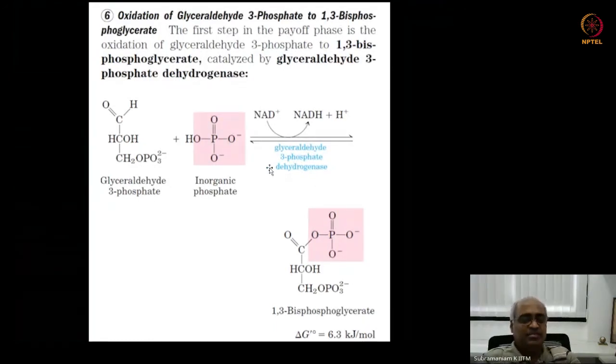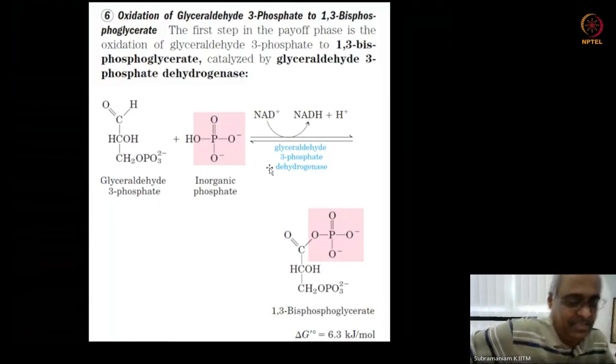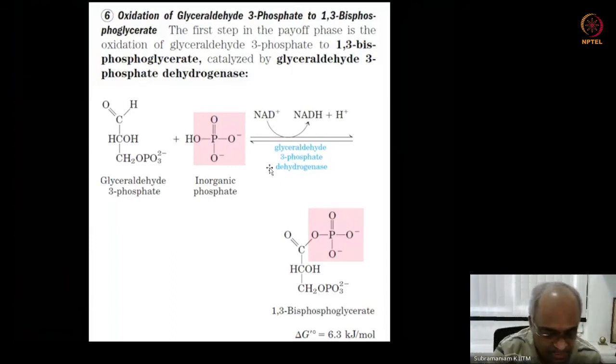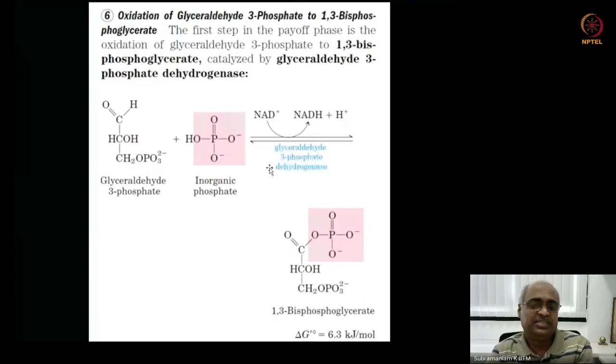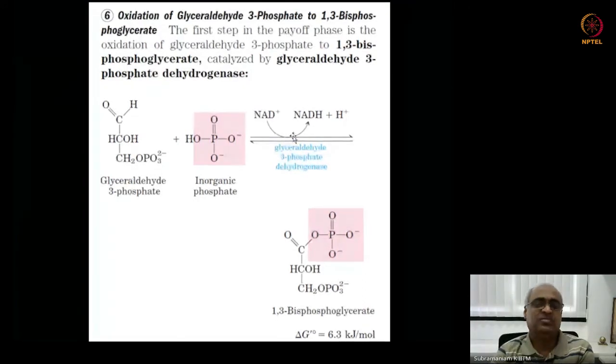step. Remember, oxidation reduction reactions in biology are often dehydrogenations, meaning hydrogen atoms are lost, and usually it is 2 hydrogen atoms, and that's exactly what you see in this case. And this aldehyde now gets oxidized to an acid, a carboxylic acid, which is in anhydride linkage, mixed anhydride linkage with the phosphoric acid. That is 1,3-bisphosphoglycerate.